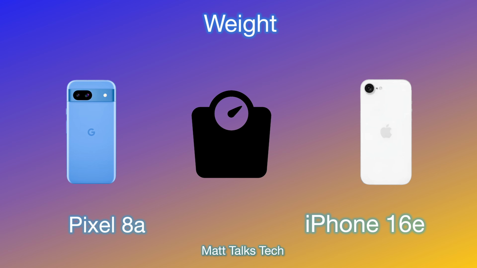Weight-wise though, the Pixel 8a is a little bit heavier than the iPhone 16e. Maybe it's because of that extra bar on the back and maybe that extra camera sensor, who knows? But it's 189 grams compared to 167 grams. So, we are talking just over sort of 20 grams here.